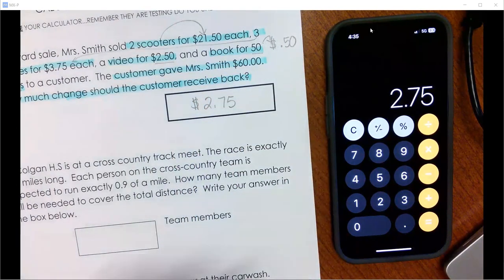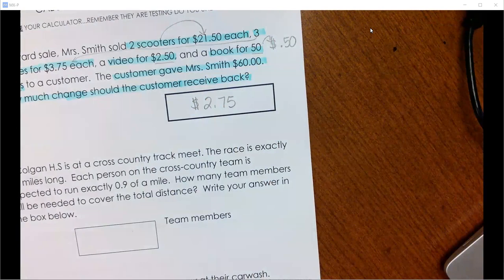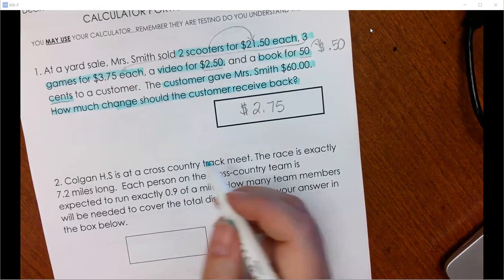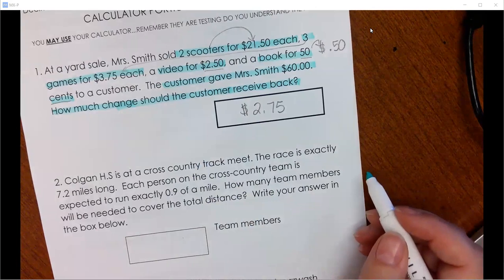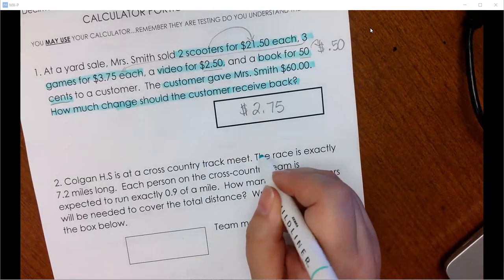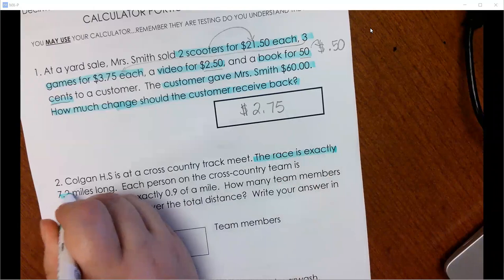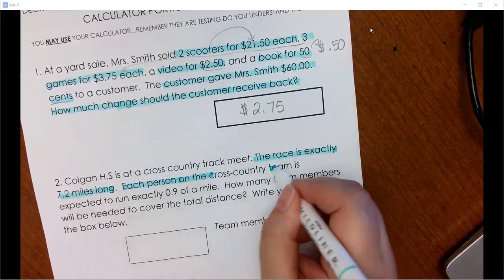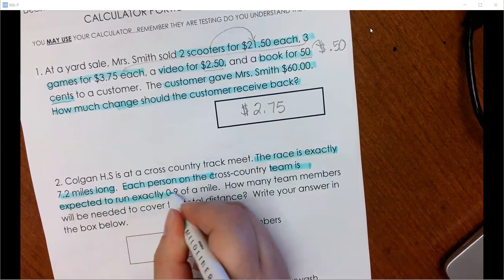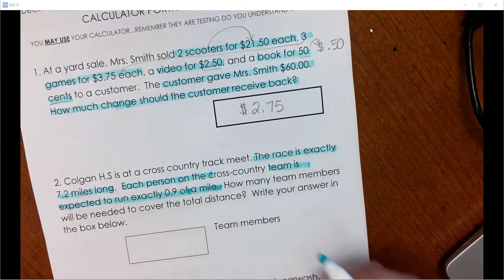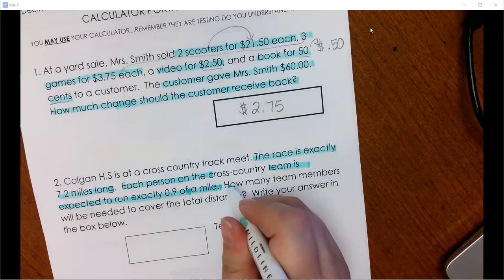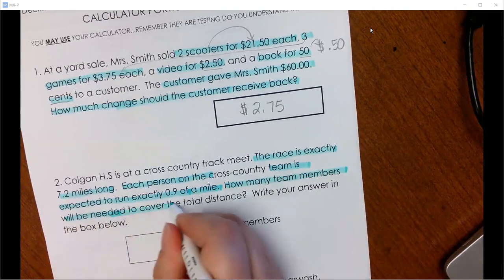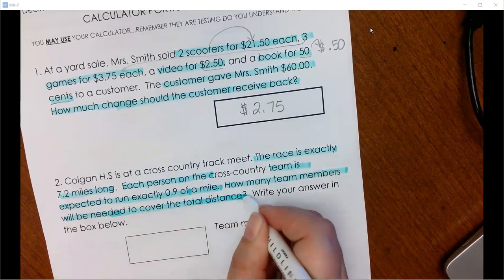All right, number 2. Hogan High School is at a cross-country track meet. The race is exactly 7 2/10 miles long. Each person on the team is expected to run exactly 9/10 of a mile. How many team members will be needed to cover the total distance?